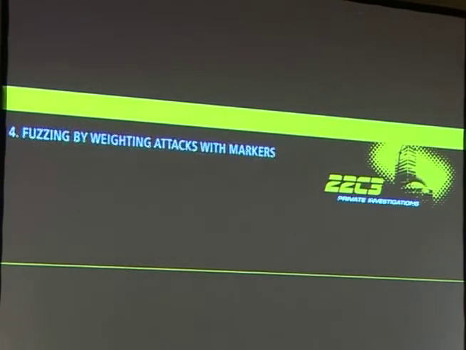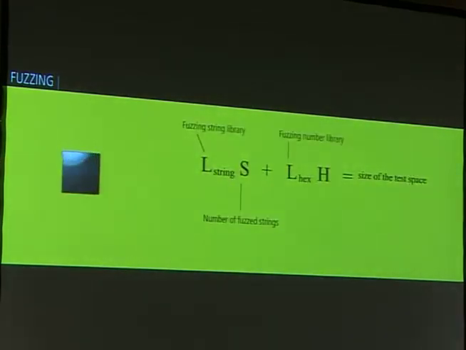This solution, called fuzzing by weighting attacks, has the same objective. So what is the size of the test space? First, we have what we call a fuzzing string library. It's in fact a space which contains all the substituted strings you will test. For example, a lot of A's, a lot of B's, etc. Then you multiply the cardinality of this space with the number of strings you want to fuzz.